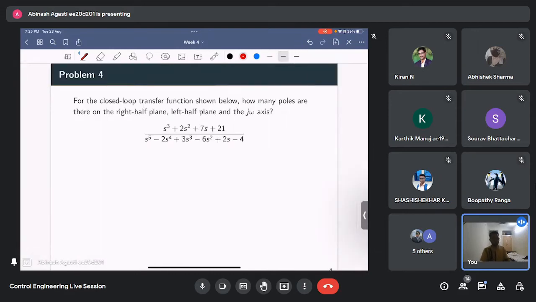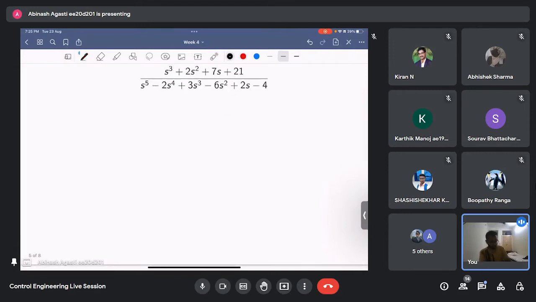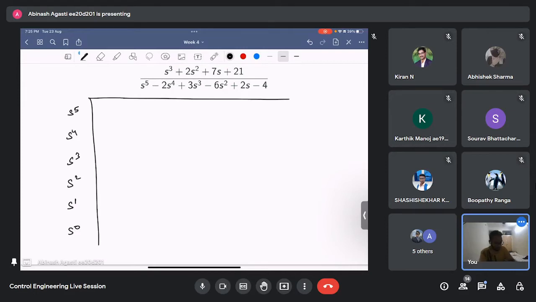Okay, we have a big one here. For the closed loop transfer function as given in this, how many poles are there on the right half plane and how many poles are there on the left half plane and how many on the j omega axis? So we'll first make a Routh table. S plus 5, S plus 4, S cube, S square, S square. Yeah. So now first I fill the given things.